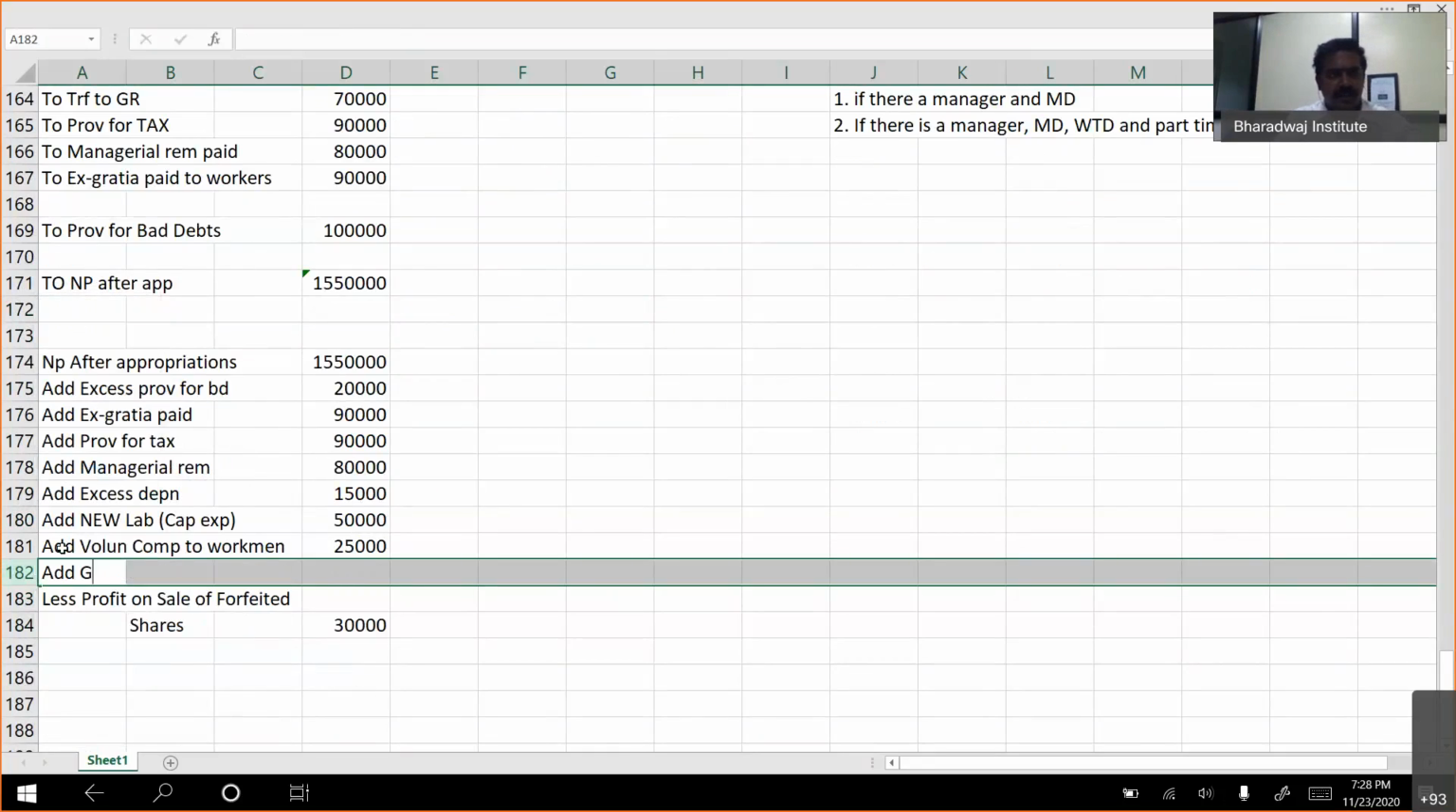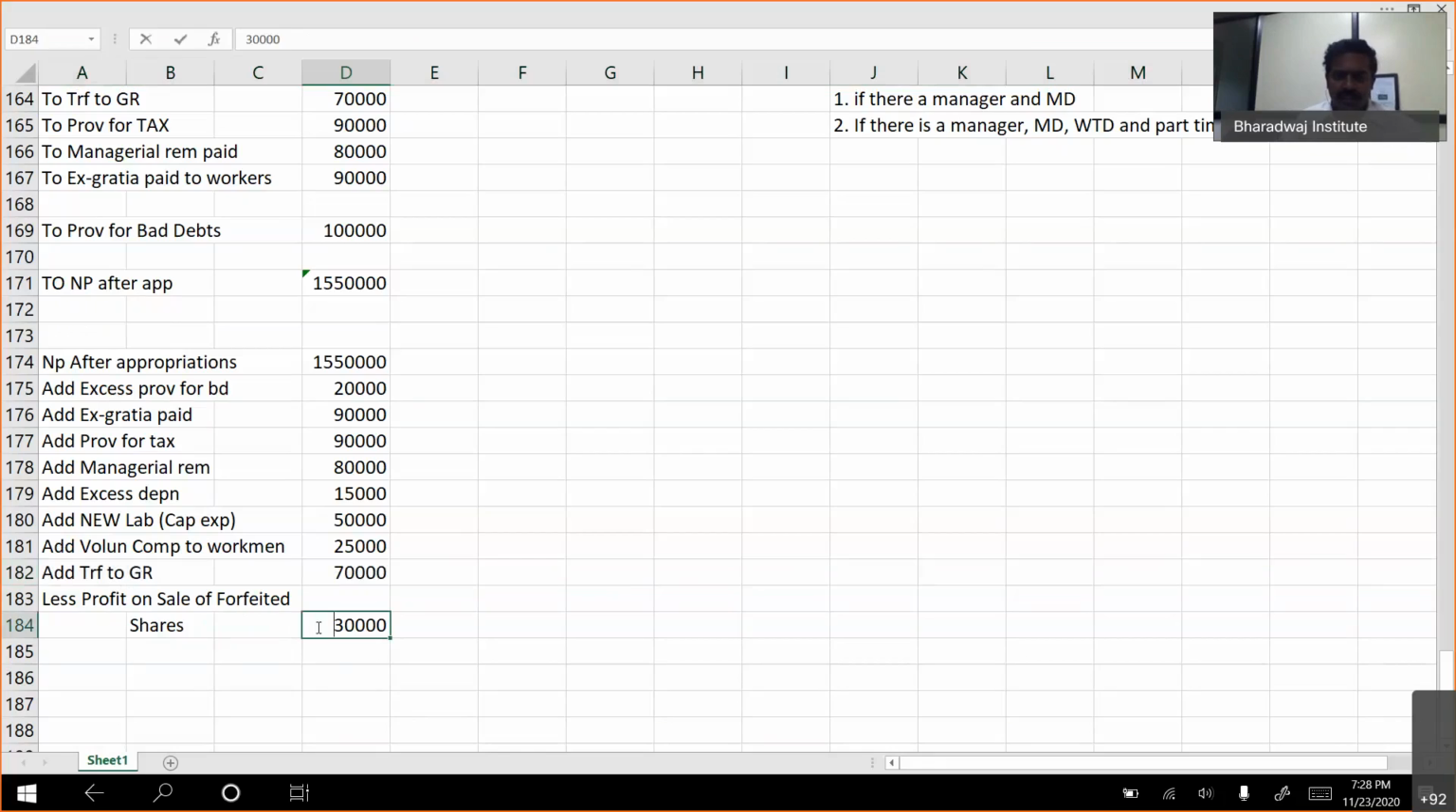Add back transport reserve. Transfer to general reserve 70,000. So profit on sale of forfeited shares, minus 30,000. Then the most important thing is the next one: less capital profit on sale of fixed asset.